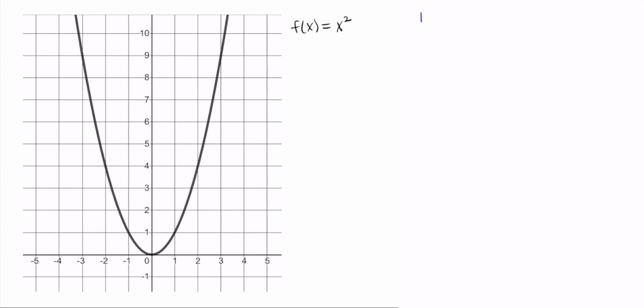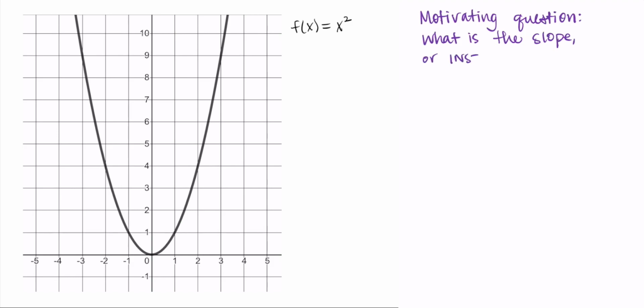Our goal is to find the derivative of this function, but for now we're going to focus on just one point. So our motivating question for this part of the lesson is, what is the derivative at x = 1? And remember, the derivative is the instantaneous rate of change, or the slope at that point. To do this, we're going to look at a series of secant lines.